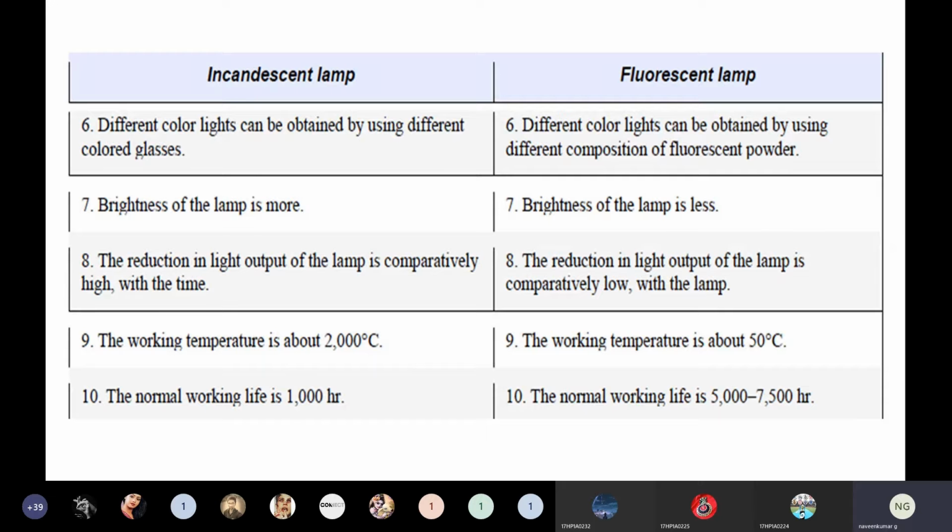Next, light output reduction, okay, it's high with time in incandescent lamp. Light output reduction is low with time in fluorescent lamp. Working temperature for incandescent lamp is 2000 degrees centigrade and working temperature for fluorescent lamp is 50 degrees centigrade. And the normal working life for incandescent lamp is 1000 hours and normal working life for fluorescent lamp is 5000 to 7500 working hours.